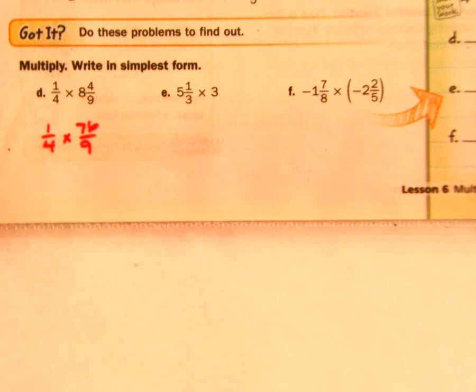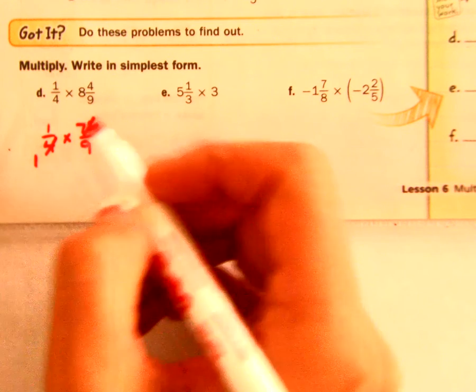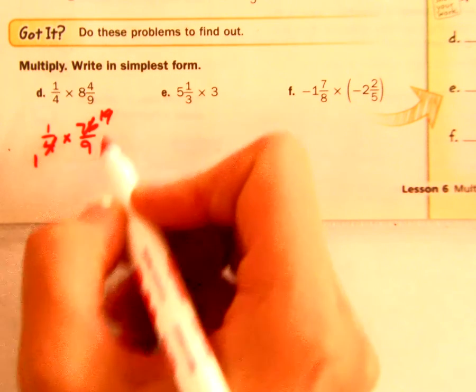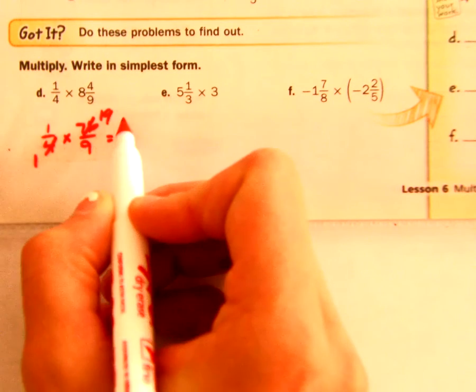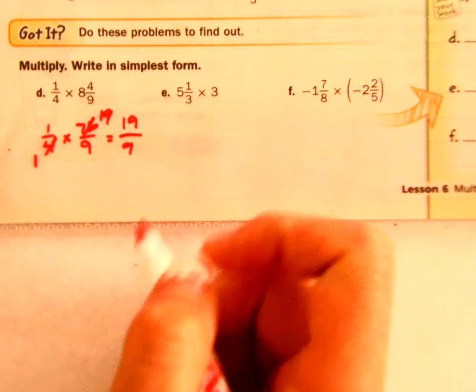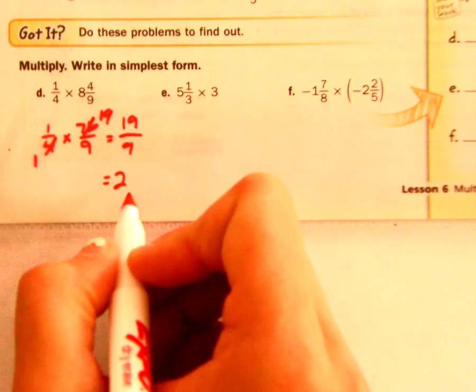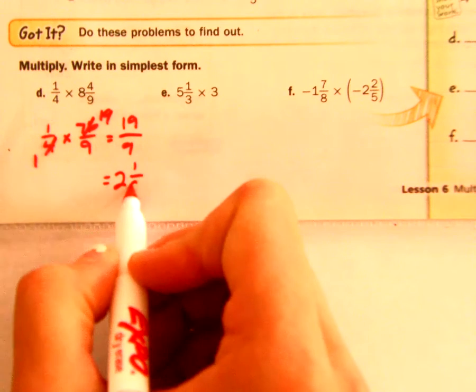Okay? And then I can multiply. Again, I'm going to cross simplify. I know 4 can go into 4 and 76, so it goes into 4 one time. It goes into 76 19 times. I multiply straight across. 1 times 19 is 19. 1 times 9 is 9. And then I simplify. I know 9 goes into 19 2 whole times. And then I would have 1/9 left.